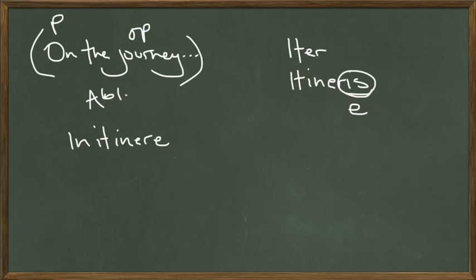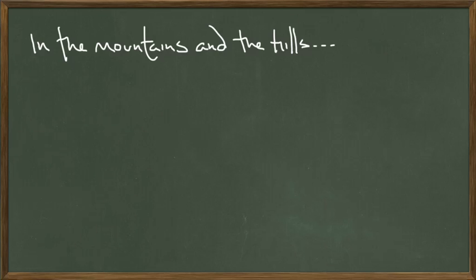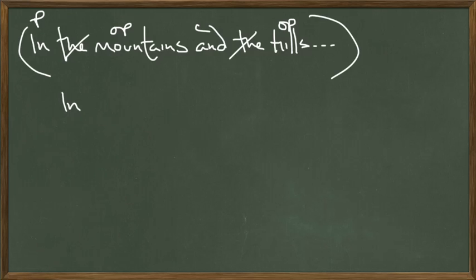This is where we get English words like itinerary. Before you set out to go on a journey, you might sit down and take a good long look at the itinerary. In the mountains and in the hills. In, preposition. In what? Mountains, object of the preposition, and also in the hills, another object of the preposition, and is a conjunction. These are article adjectives. We don't translate those in Latin. So we have in the mountains.